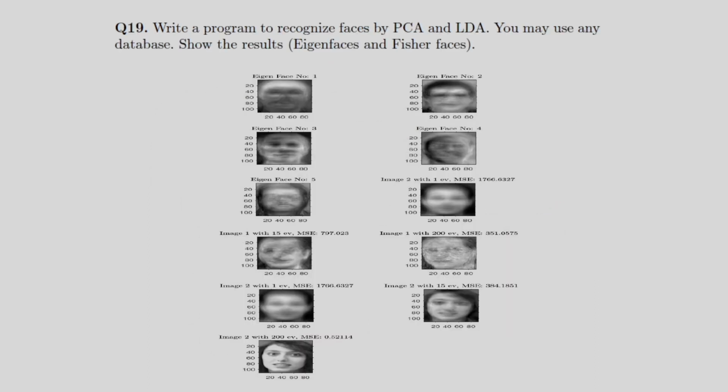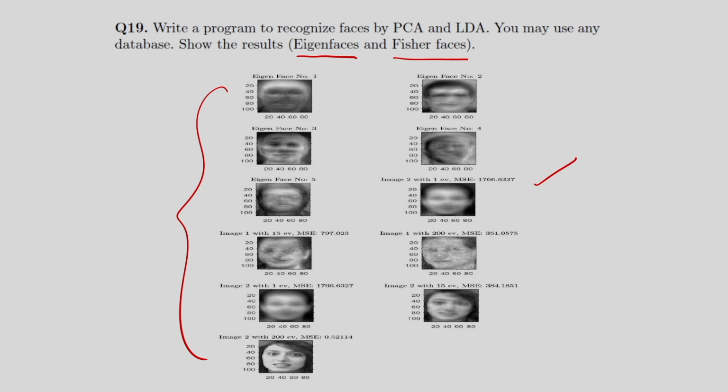Next is question number 19. Write a program to recognize faces by PCA and the LDA. So any database I can use, and in this case I have to first determine the eigenfaces for the PCA, and for the LDA I have to determine the Fisher faces. So here you can see I am showing the eigenfaces. The principle is, any unknown face can be represented by a linear combination of eigenfaces. So these are the eigenfaces I can determine.